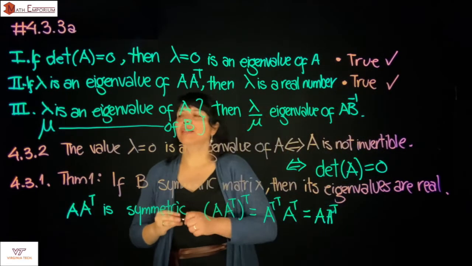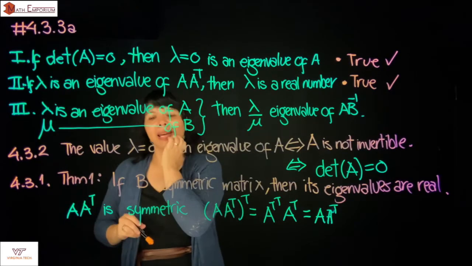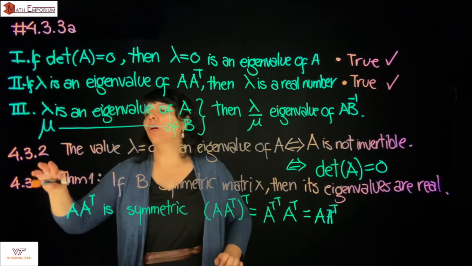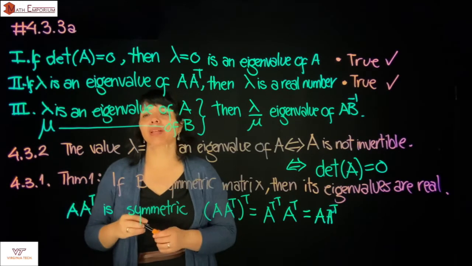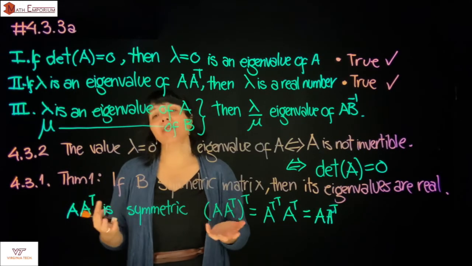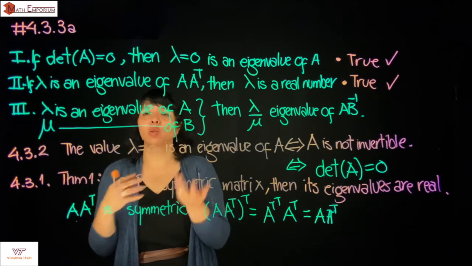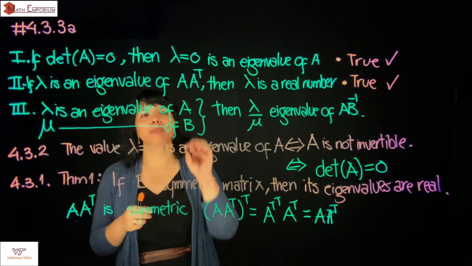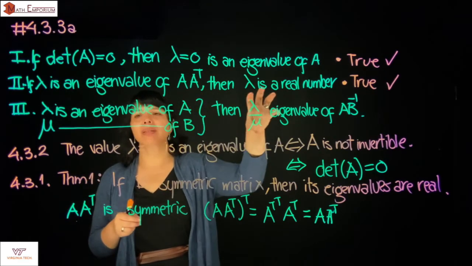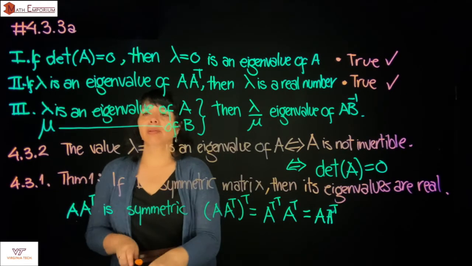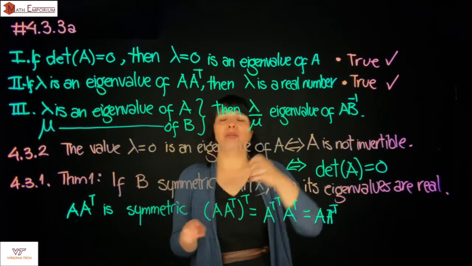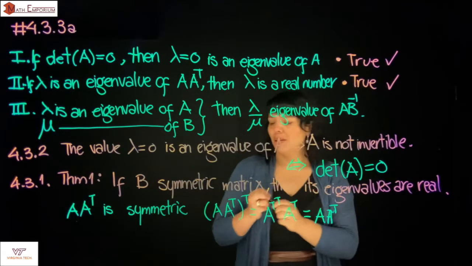And finally, the third one is a tricky one. If you go again through all the results that we have seen in section 4.3, you will see that there is no reference to a property that involves multiplication of matrices and their eigenvalues. There is no such relationship, so because of that, there is no reason for this to be true in general. So this one is false.